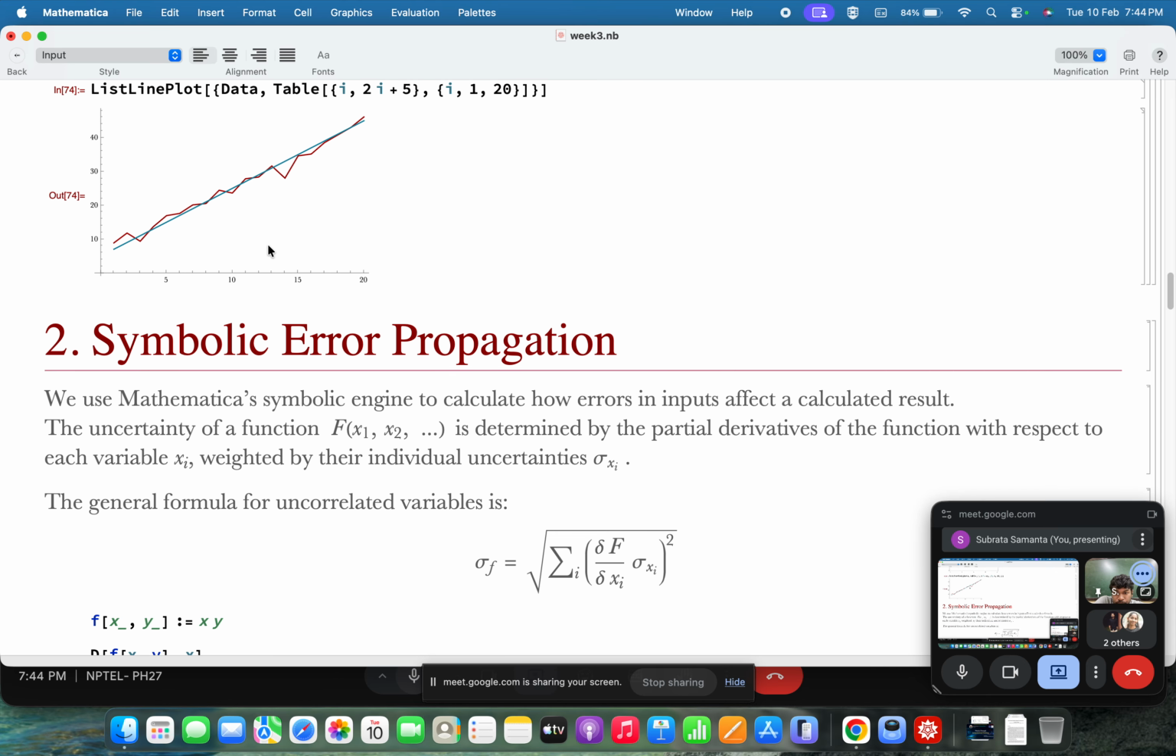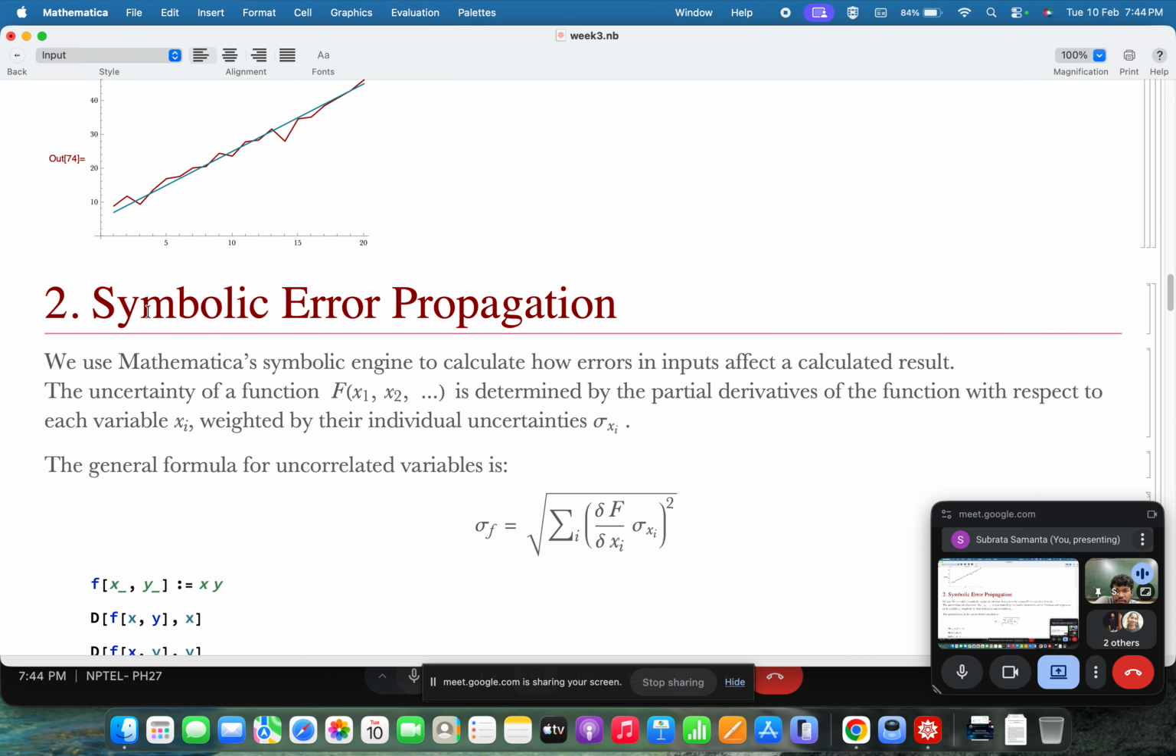Next I will discuss symbolic error propagation. We will use Mathematica's symbolic engine to calculate how error in inputs affects your calculated result. So, we have some input variables and the error in inputs, and how they affect your calculated results. Let us say I have a function capital F of x1, x2 and so on, and I have to calculate the uncertainty of the function, which is determined by the partial derivative of the function with respect to each variable, weighted by their individual uncertainties.